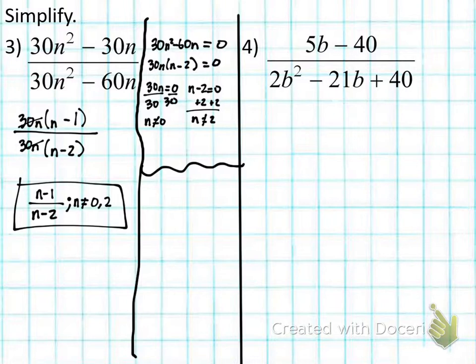On number 2, we have 5b minus 40 over 2b squared minus 21b plus 40. First step, take the denominator, and we're just going to make a side problem set equal to 0. So I'm just going to do my work right here. Everyone, you can work along with me. Just work along with your notes. Or your notes, Nick. Okay, so we got 2b squared minus 21b plus 40 is equal to 0.